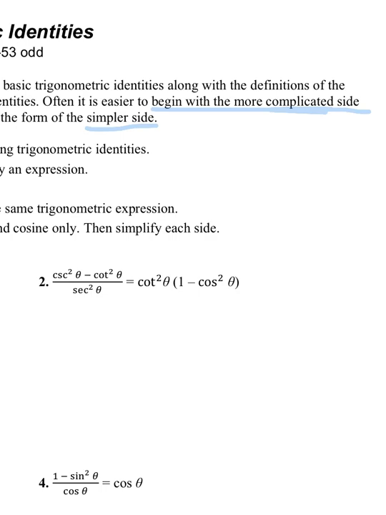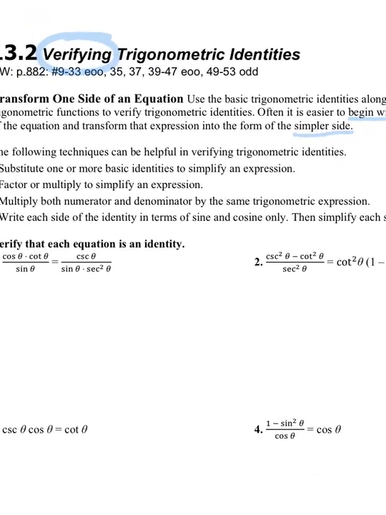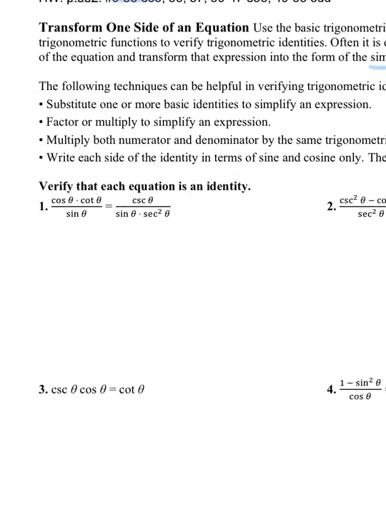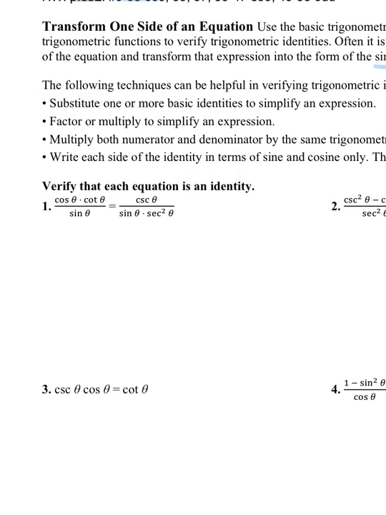Okay, so some things that you can use to make that happen, and I have these techniques. The first one is substitution. We had some identities that you learned from last lesson, and you can use those identities to substitute, to simplify the expression. Other things you can do is factor or multiply to simplify an expression. And remember, the goal is to make it look like the other side. So think about, if I factor this or if I multiply this, is that going to get me closer to looking like the other side?